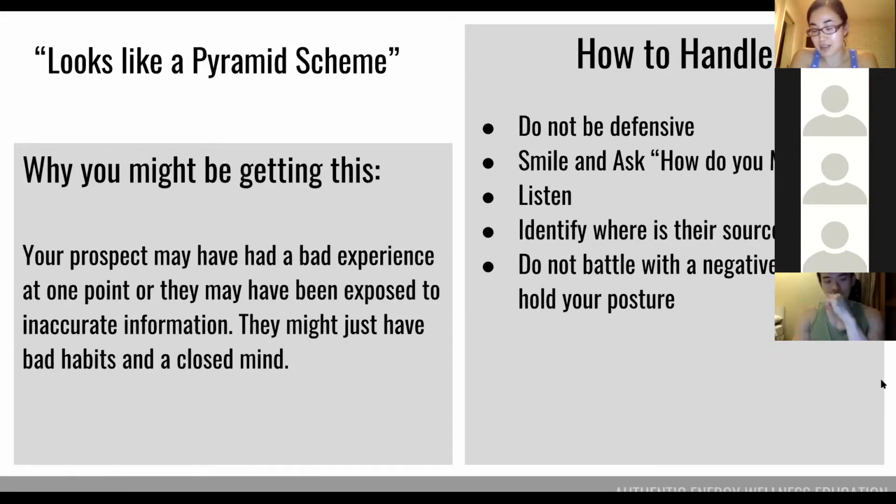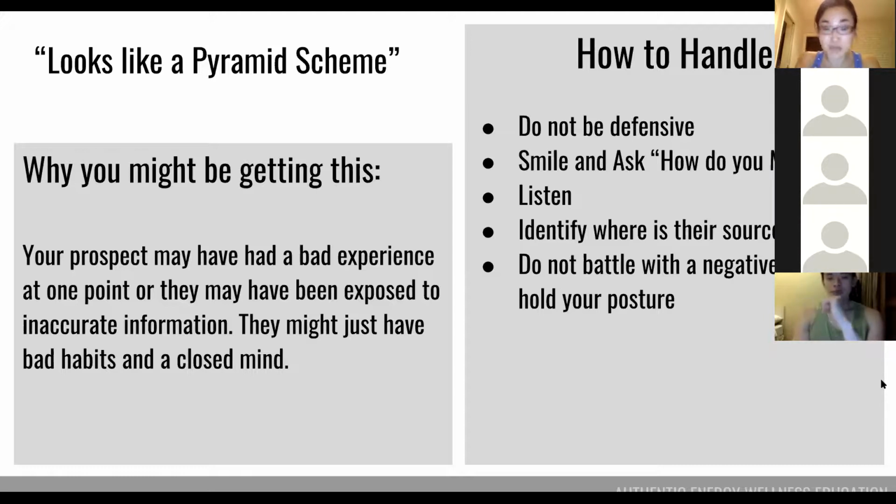That can actually create a really bad and negative impact. It can leave a very sour taste. So we want to avoid that. Basically, we don't battle with a negative mind.